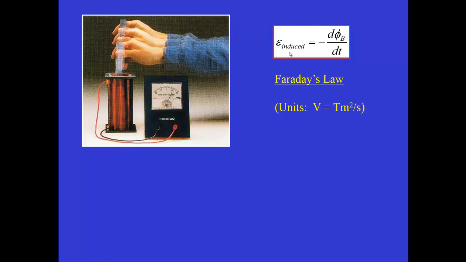So just to note about Faraday's law, since the electromotive force has units of voltage, we can see that the unit volts must be equivalent to whatever's on the right hand side, and flux is a Tesla meter squared, so Tesla meter squared per second is equal to volts.